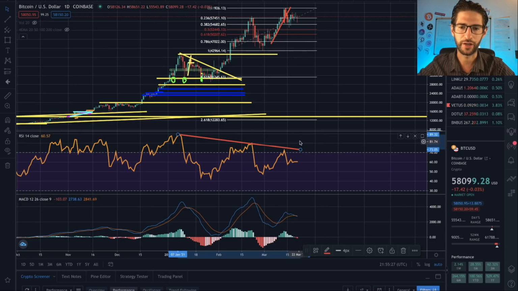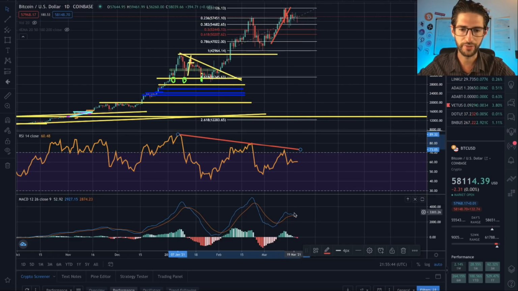In order to invalidate this, we need to create a higher high on the other side. So if we create a higher high on the other side here and also in the price movement, that will make the price movement coincide with the RSI movement, and that will invalidate the previous bearish divergences, and we can say that we will be in neutral territory on that.